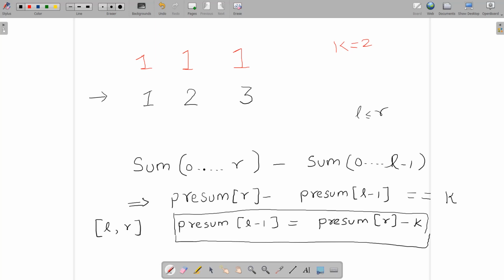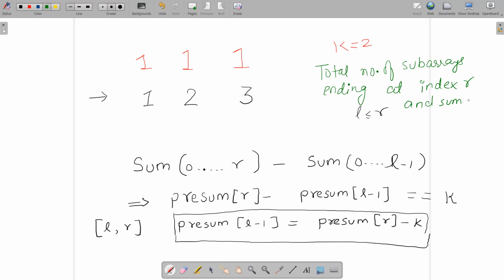Okay, so if you have been asked to find all those subarrays which will satisfy this condition, you are going to ask yourself one statement. Let me just tell you what that statement is. What is the total number of subarrays ending at index R, and the sum of that subarray is exactly matching with K.